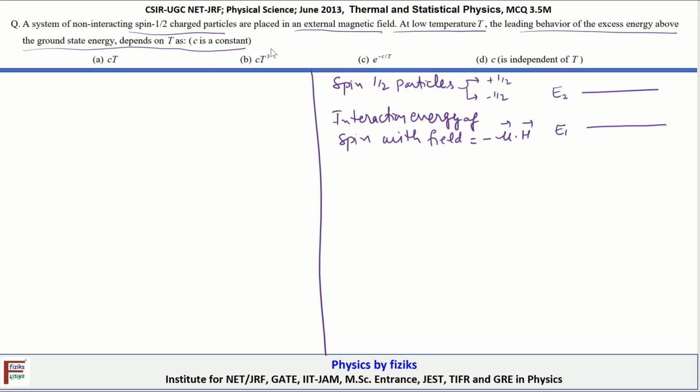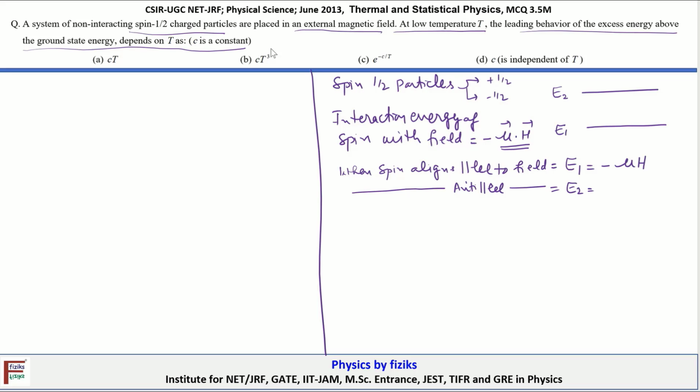Now when the spin aligns parallel to the field direction, let me call that energy E1, which is equal to minus mu dot H. When the spin is aligned along the field direction, the angle between these two vectors is 0, so it will be minus mu H. And when the spin aligns anti-parallel to the field, the corresponding energy, let's say E2, and the angle between the mu vector and the H vector is 180 degrees, so it gives another negative sign because of cos 180, so the corresponding energy will be mu H.